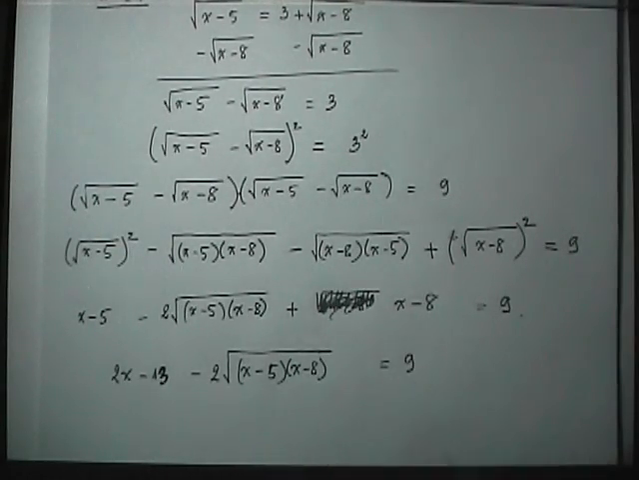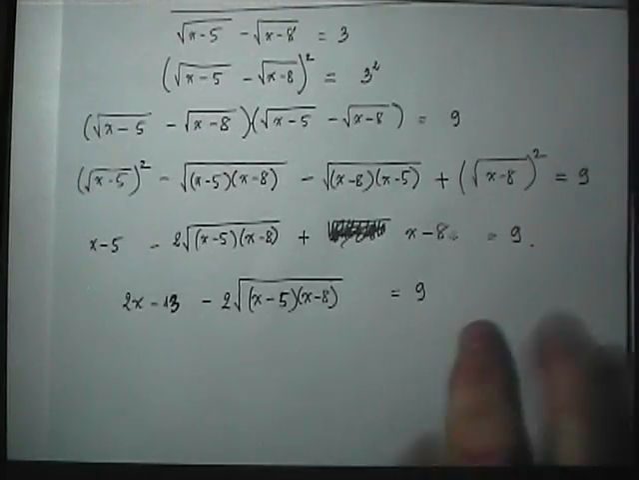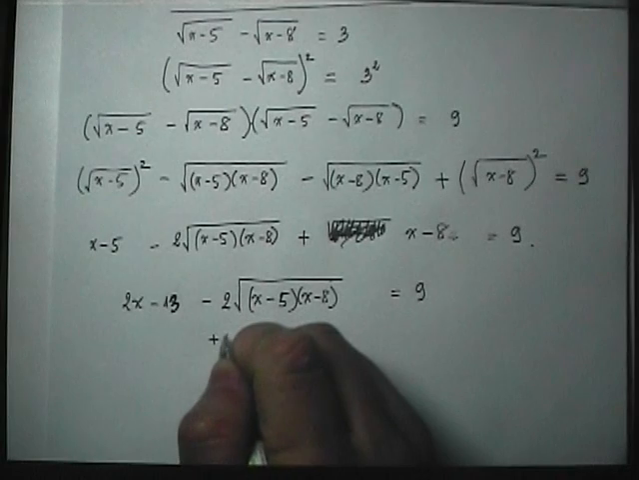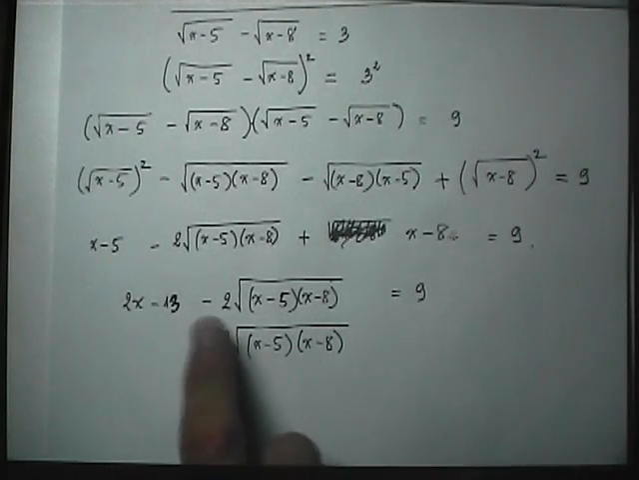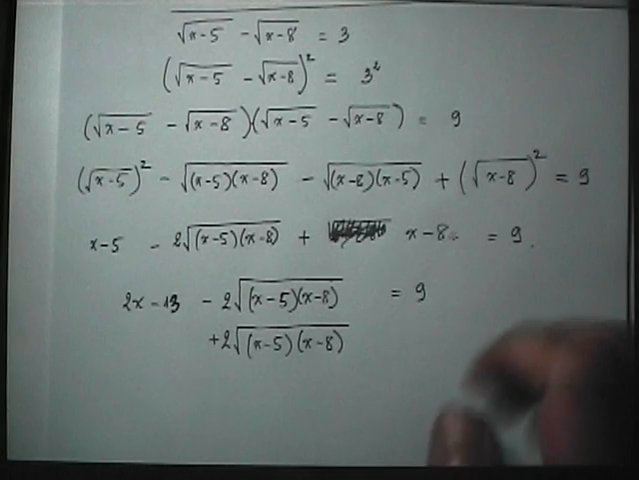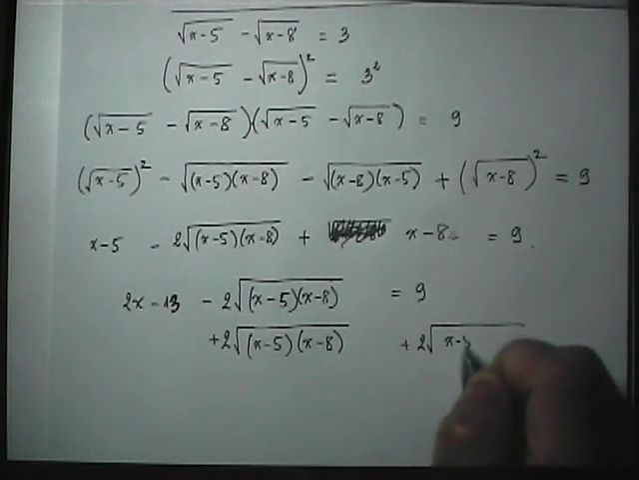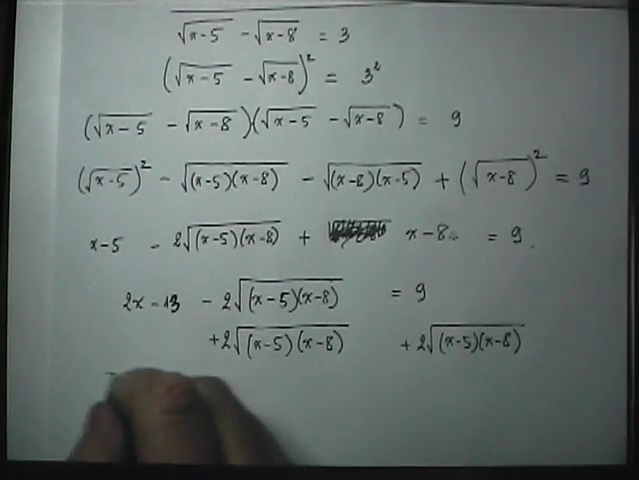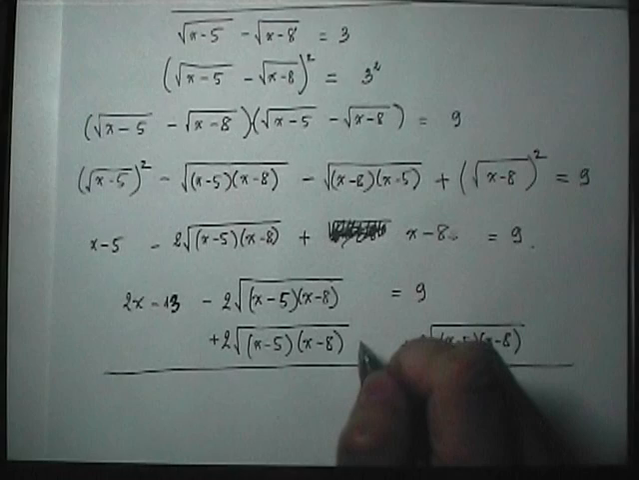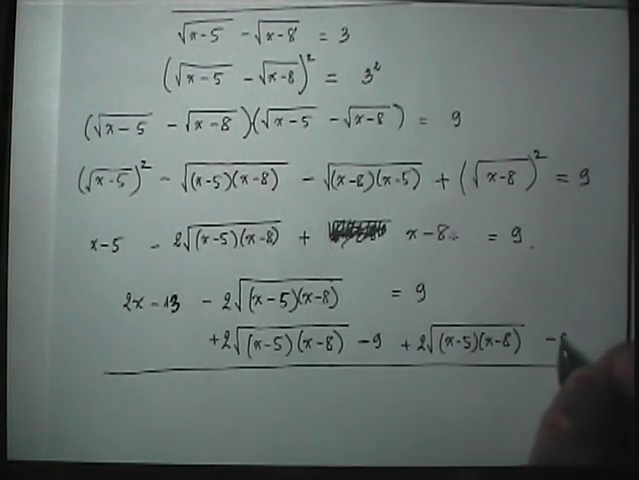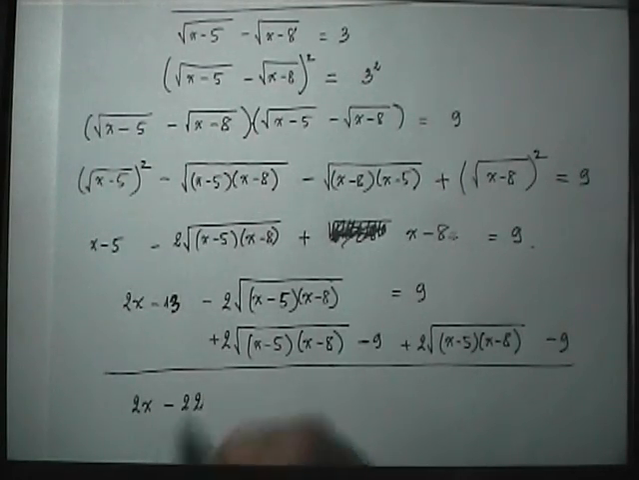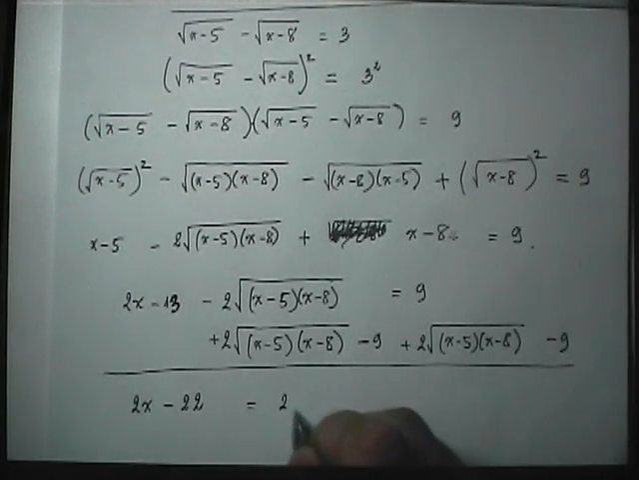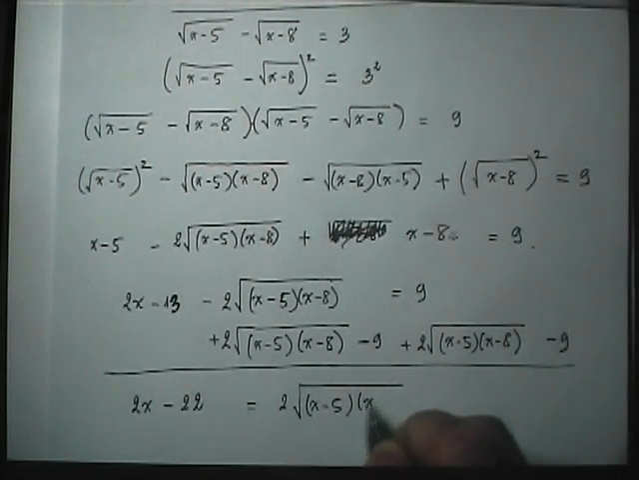Okay, and all equals 9 on the other hand side. So at this point, I am going to start adding the square root of x minus 5 and x minus 8 to both sides, because once again I want to rearrange this negative root to the other side to make it a positive. So I'm adding 2 square root of x minus 5 times x minus 8 to both sides, and maybe at the same time I'm subtracting 9 from both sides. Okay, and that leaves me 2x minus 22 equals 2 times square root of x minus 5 times x minus 8.